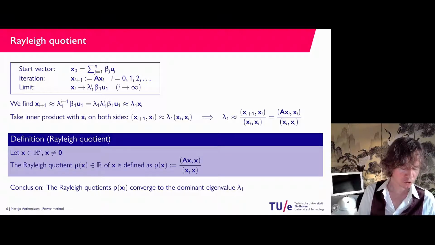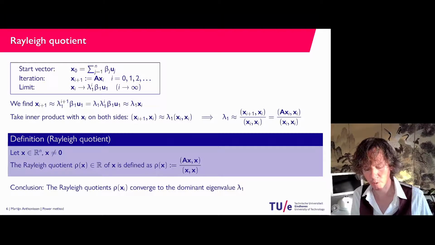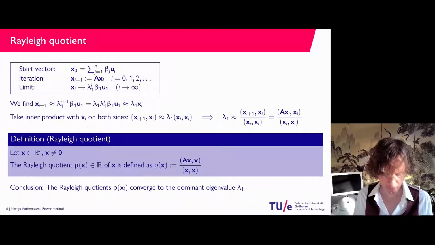So the conclusion is that if you write it as rho of xi, that's precisely what it says here, that they converge to the dominant eigenvalue lambda 1. So that's a great in-between result, say. We have now found a numerical method that gives us the dominant eigenvalue, if we compute the Rayleigh quotients, plus the corresponding eigenvector, because the xi's themselves converge to u1.